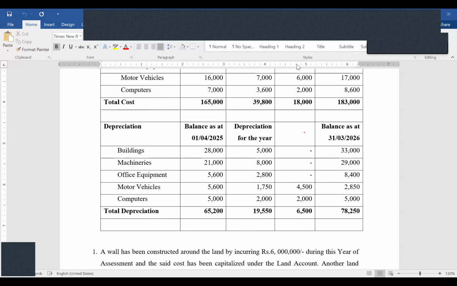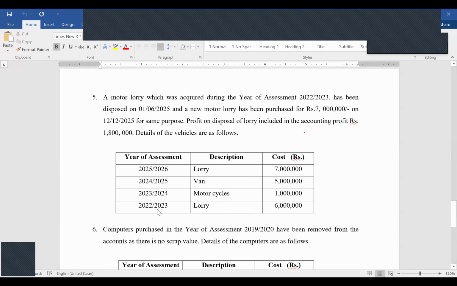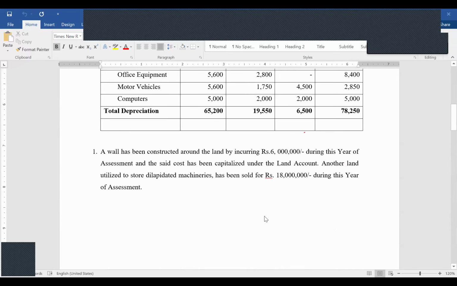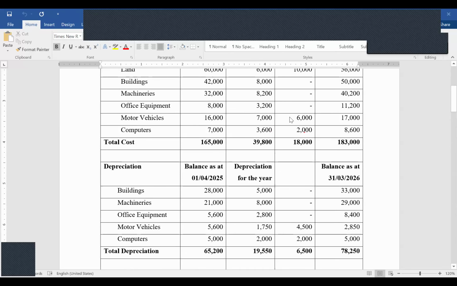That means we have purchased it in the year of assessment 22-23. So for 22-23, we have granted not capital allowances, but book depreciation. We depreciated it in the years of assessment 22-23, 23-24 and 24-25. So three years of depreciation was done, and the amount is 4.5 million. That means the cost of the asset is 6 million. From 6 million, 4.5 million depreciation was already done. So what is the written down value of the asset? 6 million minus 4.5 million. So that is the actual value of that asset.